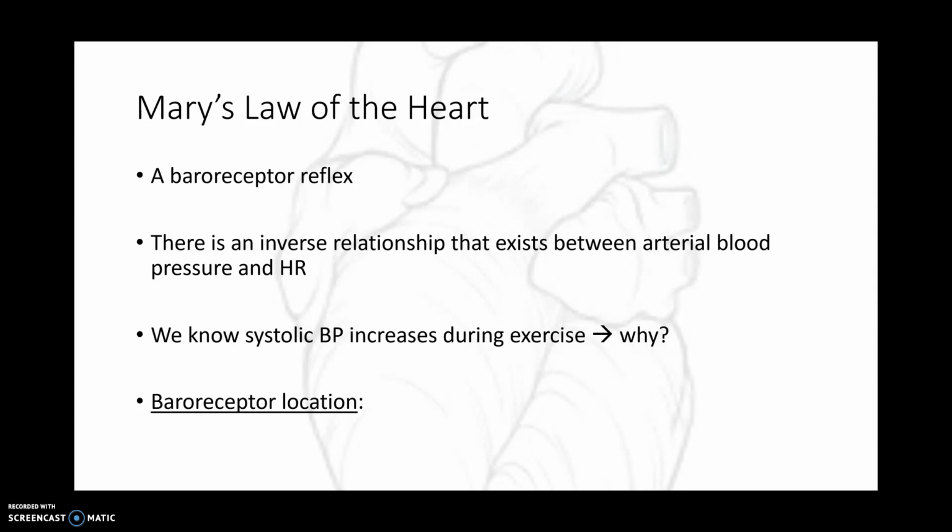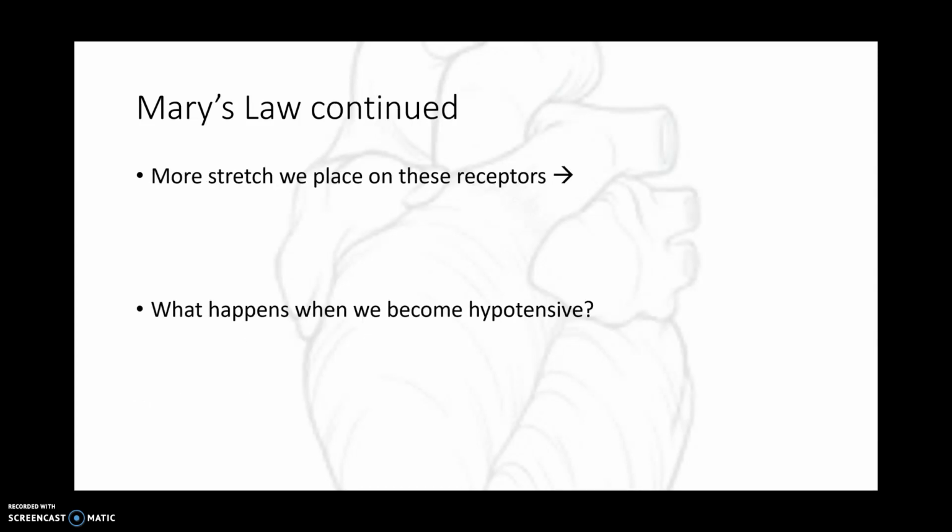We know systolic blood pressure increases during exercise. Why? Because we are putting more fluid into the tubes. So with an increase in fluid, we're putting an increase in pressure on those receptors within the vessels themselves. So baroreceptors, where are they located? They're located in our aortic arch and in the carotid arteries, and they influence cycle rate. The more stretch we put on these receptors, the more influence they will have on cycle rate.